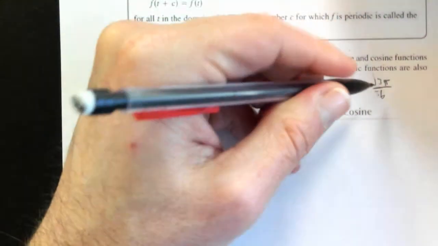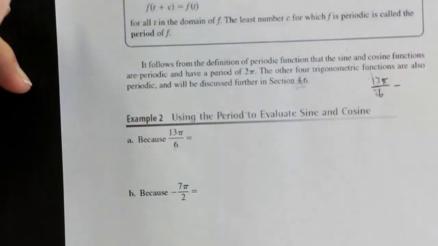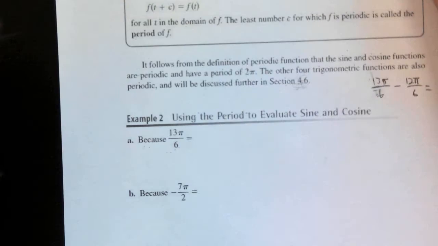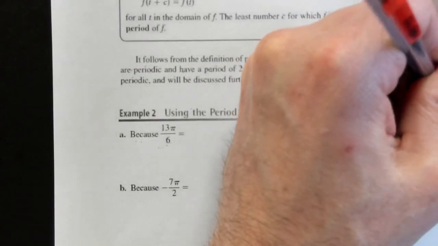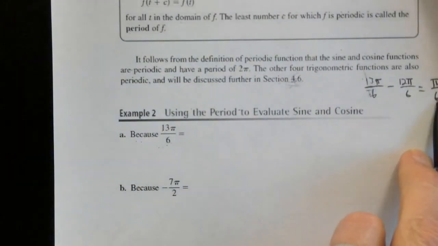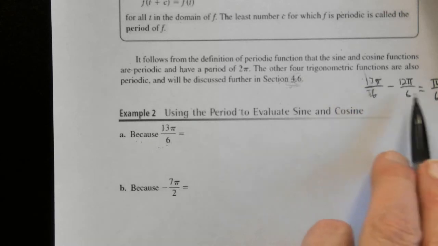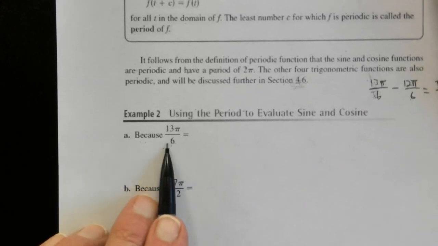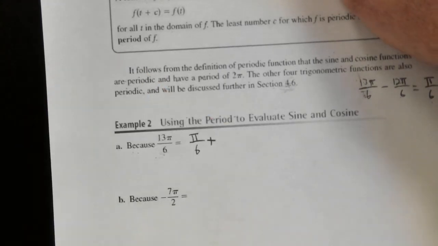Now think about it like this. 13 pi over 6 is just a little bit over 2 pi, right? So if I subtract off 2 pi from this, and 2 pi would be 12 pi over 6, what would we be left with? Well, we would be left with 1 pi over 6. So that's the corresponding value to 13 pi over 6. If you subtract 2 pi from it, you get pi over 6. So really, I can rewrite this as pi over 6 plus 2 pi.